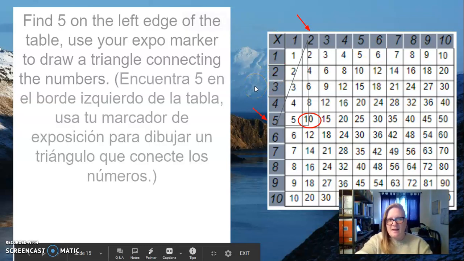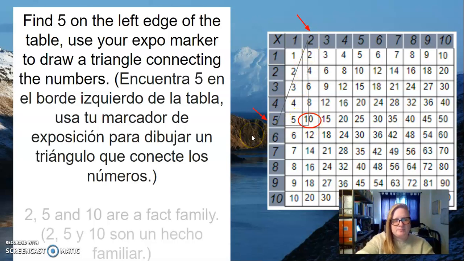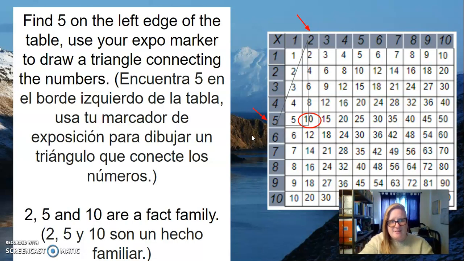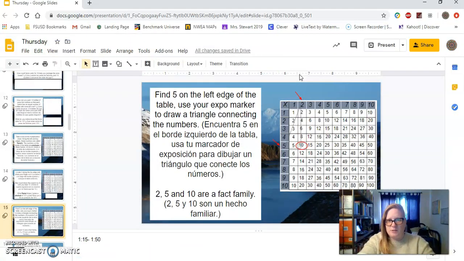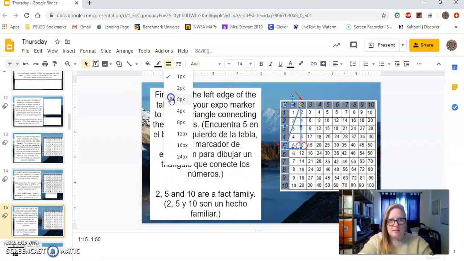So you see how I have created all 3 points. One is at the 2, one is at the 10, and one is at the 5. 2, 5, and 10 are a fact family. So I'm actually not going to have you guys do this. I'm going to make it a little bit bolder and just keep it here so that way you guys know what this looks like.